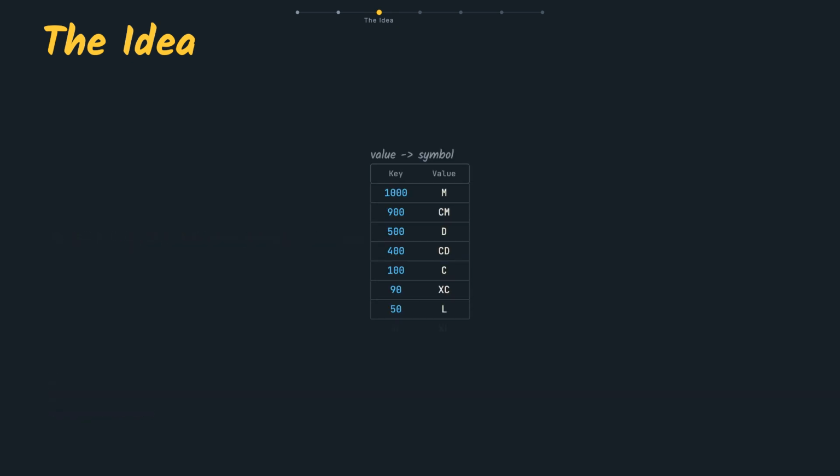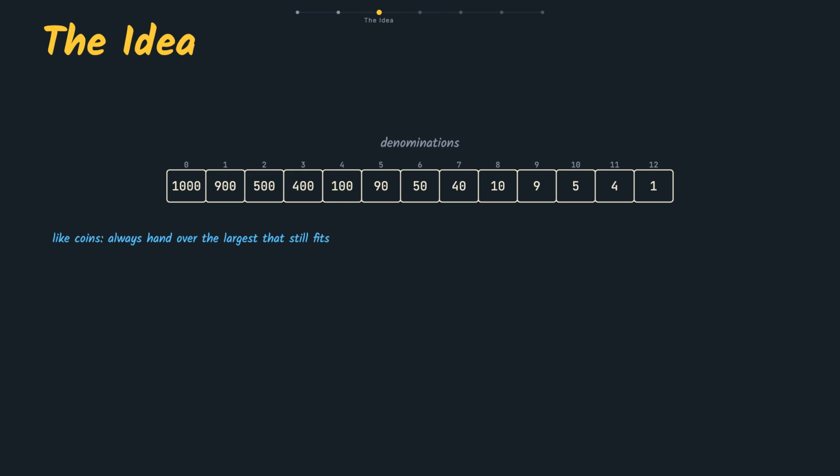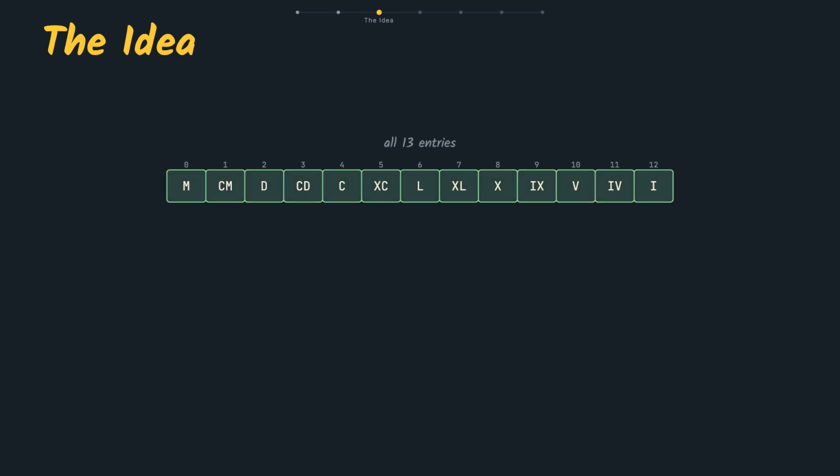Here's the move. Build one table of value and symbol pairs. Drop the subtractive forms right in. 900, 400, 90, 40, 4. Think of it like paying with coins. You have fixed denominations, and you always hand over the largest coin that still fits. You might be tempted to keep only the 7 base symbols and handle 4 and 9 yourself. Don't. List all 13 entries instead.